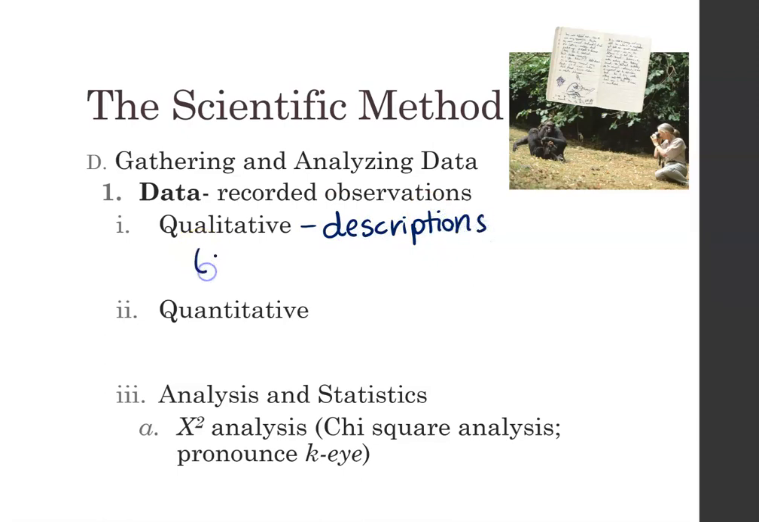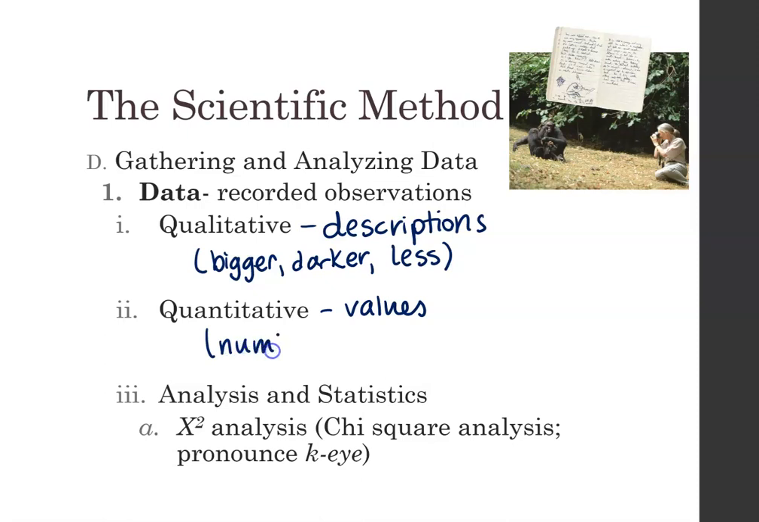So this might be something like bigger, darker, less. Whereas quantitative are actual values, data that comes as a value. So these are going to be usually numbers, a measurement of some sort, and either one of these are equally valid forms of data.